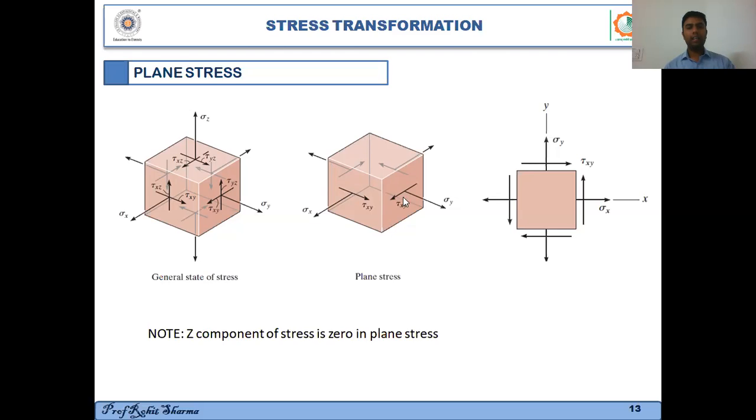Because the state of stress is the same in all the directions, right? You have sigma x on this face, sigma y on this face, sigma x on this face, and sigma y on this face, and then you have shear stresses, right? Shear stress in the z direction is 0, so tau xz is 0, tau yz is 0. So all the stresses in the z direction are 0. This case of plane stress can be simply represented by using this figure.